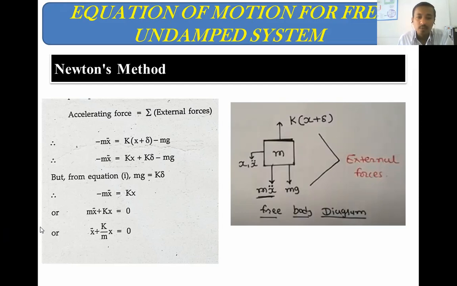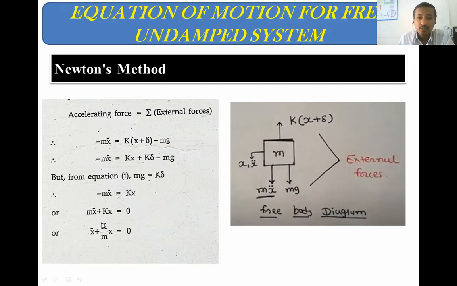If you divide the whole equation by m, we will get x double dot plus k by m into x is equal to 0. This equation is called the equation of motion for free undamped vibrations. What does free mean? You need to understand every point. Free vibration means we apply the force only at the starting, and after that we release it. Undamped means there is no damping. What damping is, we shall see later on.